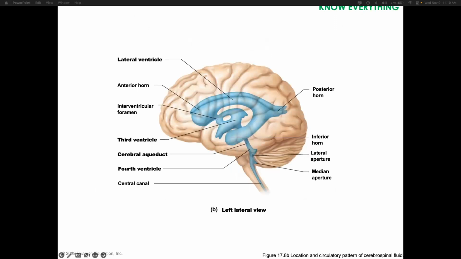Here is a lateral view of the ventricles. On the lateral ventricles, there are special regions called horns. We have our anterior horn, our posterior horn, and our inferior horn of the lateral ventricle.